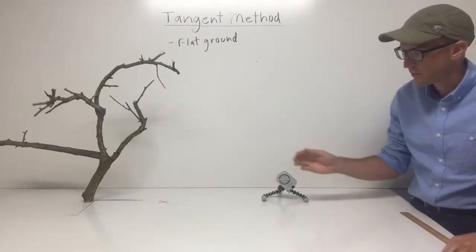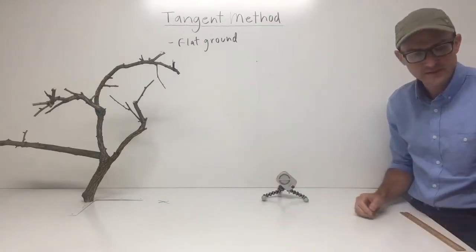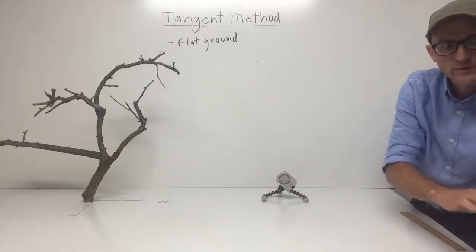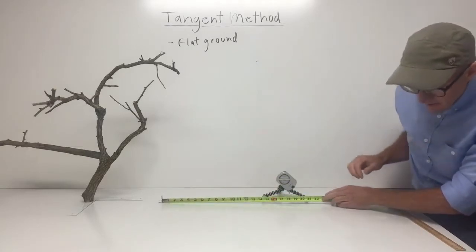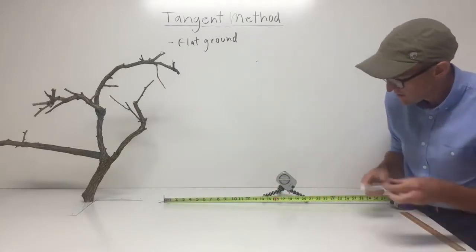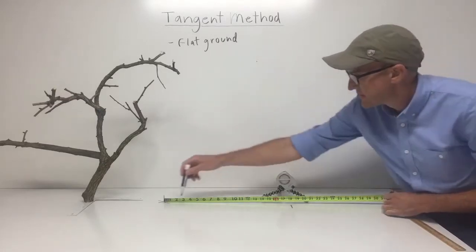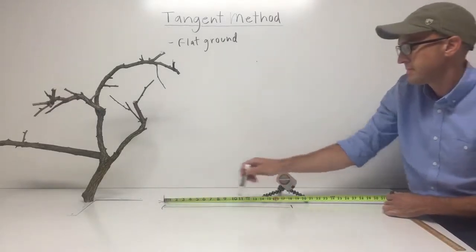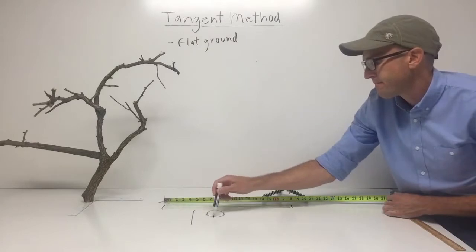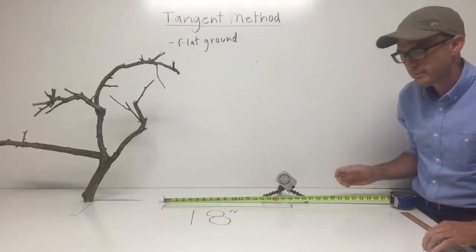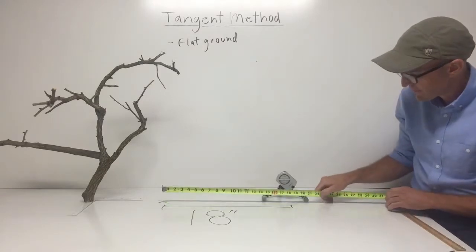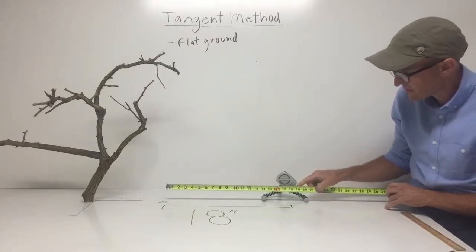And from there, we're going to measure a distance to a point that we could see the top of the tree. And in this case, let's use 18 inches. Okay, essentially we're creating a baseline. The actual baseline is right here at eye level.